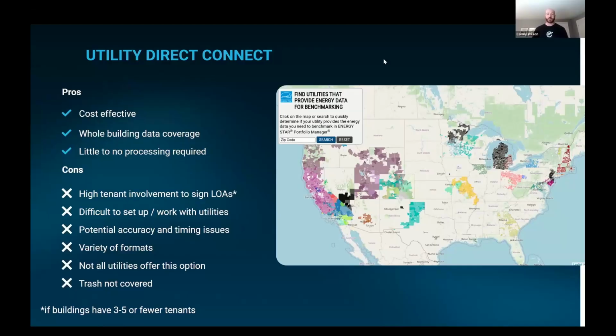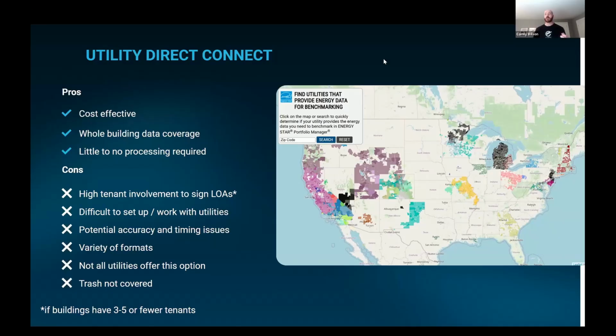So what are the pros of this approach? First, it's cost effective. The utilities do this for free, and that actually is one of the downsides, the fact that they're doing this for free, and I'll explain that in a little bit. One of the other pros is that you are going to get whole building data coverage. So there's not going to be a scenario where the utility sends you half of any building's consumption. And then also, because it's coming directly from the utility, there's little to no processing required.